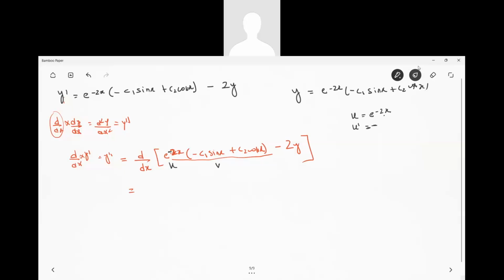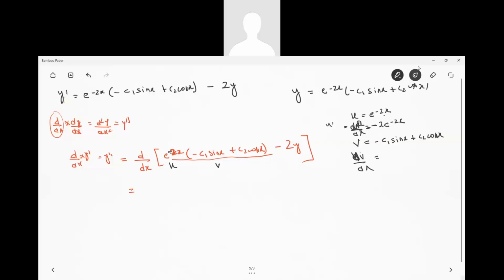That would be minus 2 into e power minus 2x, correct? Now your v is minus c1 sine of x plus c2 cos of x. So your v dash, sorry, dv by dx. u dash is nothing but your du by dx. When I write u dash, it means the same thing, d by dx multiplication, like how y dash means d by dx into y.